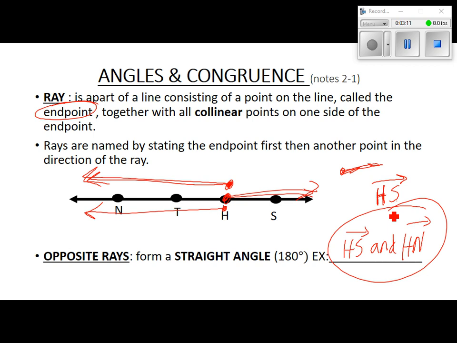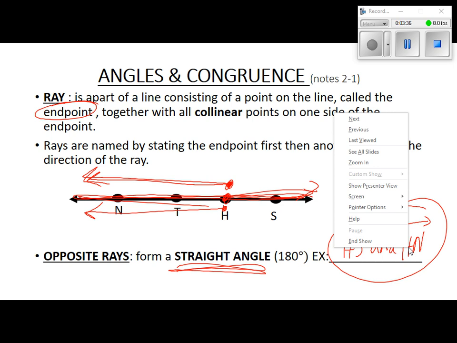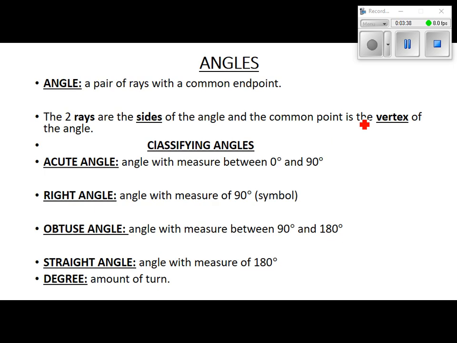Opposite rays. What do we know about opposite rays? This is going to be important later on today. Same starting point, good. What else? They go out in both directions, right? Together they form a what? A line. Or a straight angle. 180 degrees. And that's going to be real important here in a couple minutes. Fill in what you need to fill in on this part.